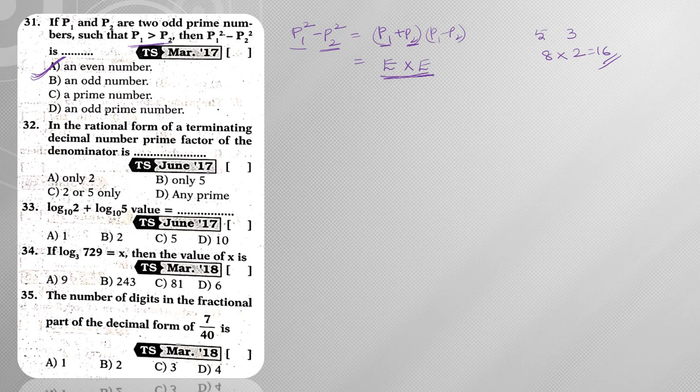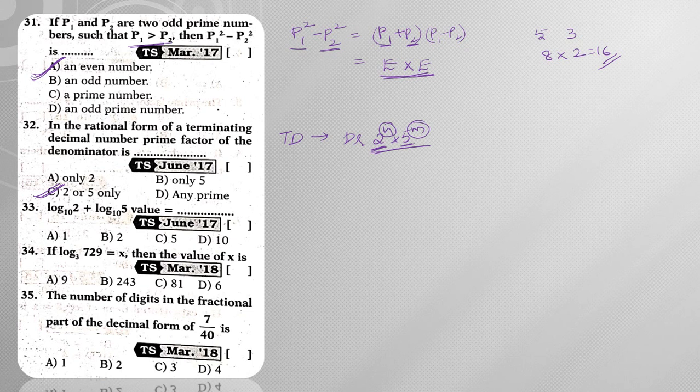Next, 32. In the rational form of a terminating decimal number, the prime factor of the denominator is. So already we have discussed terminating decimals. In a terminating decimal, the denominator should contain 2 power n into 5 power m form. So here n can be 0 or m can be 0. That means the denominator can contain 2 as a prime factor or 5 as a prime factor. So it is possible for 2 or 5 only, right?